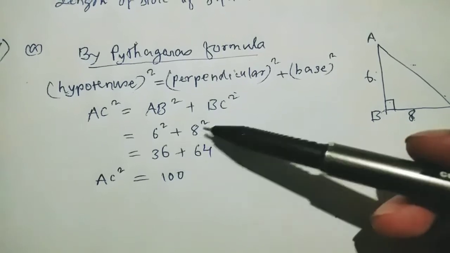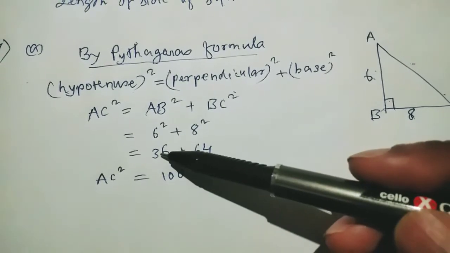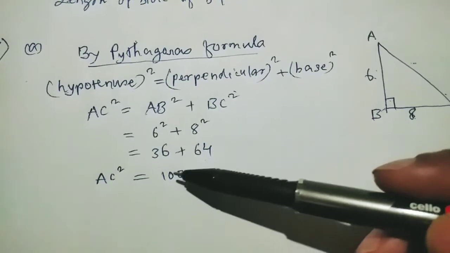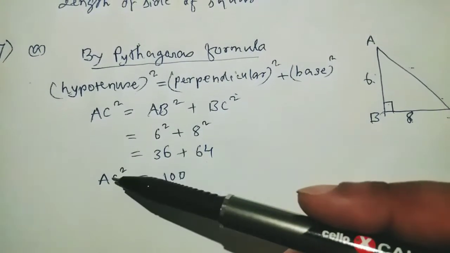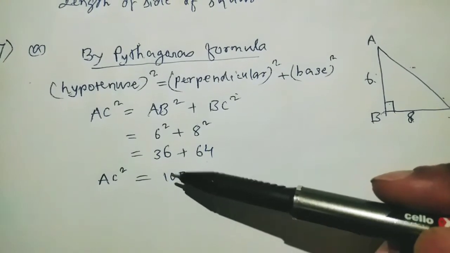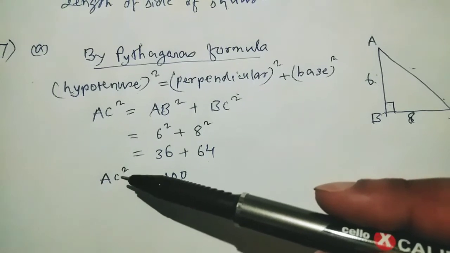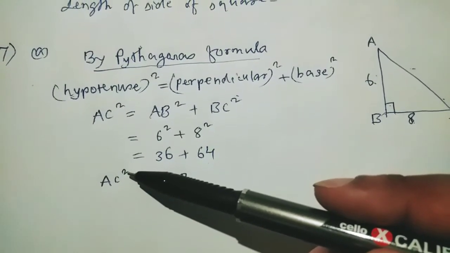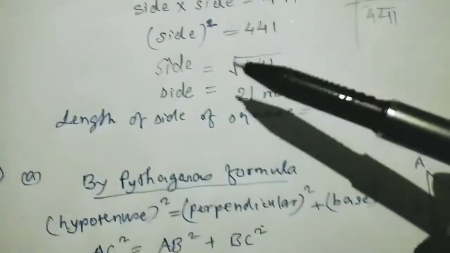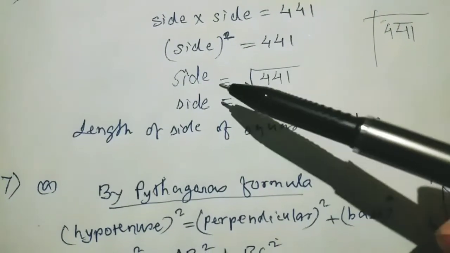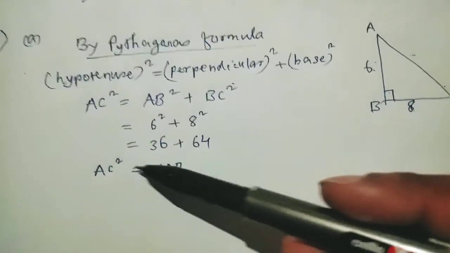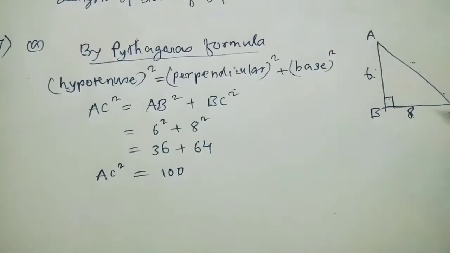So 6 square is 36, 8 square is 64. Now add it. 36 plus 64 is what? 100. Okay, so AC square we got 100, but we need AC, not AC square. So how can we remove this square? What I told in the previous question: to remove the square, this square will go to the other side and become a square root.